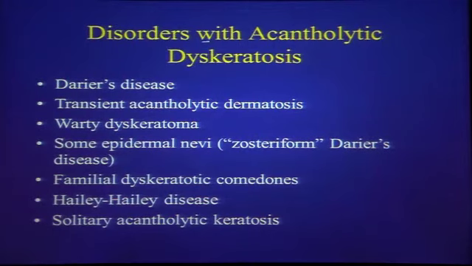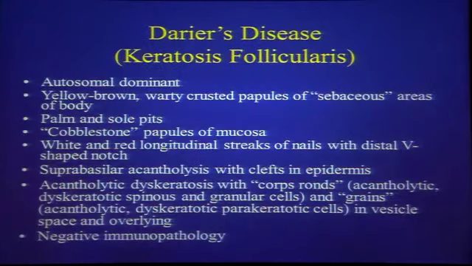Now there are some other disorders that give you so-called acantholytic dyskeratosis, a different reaction pattern, and there's only maybe 5 or 6 diseases that are associated with this. Darier's and Grover's are probably the 2 most common, warty dyskeratoma, certain epidermal nevi, etc. So once again, when you see this histologic pattern, you have to correlate it with the clinical findings.